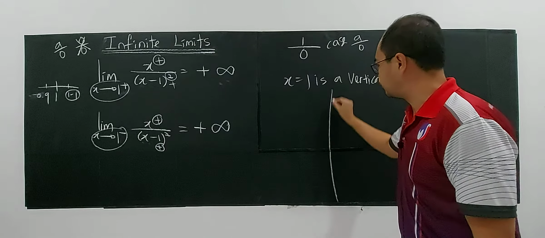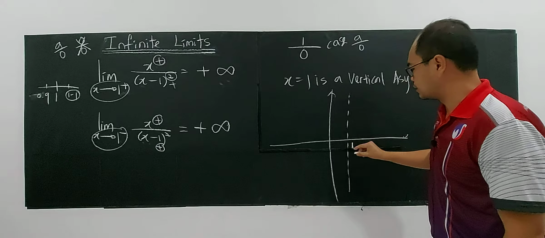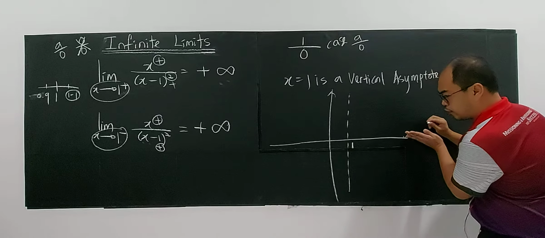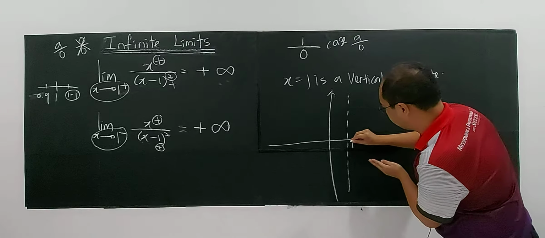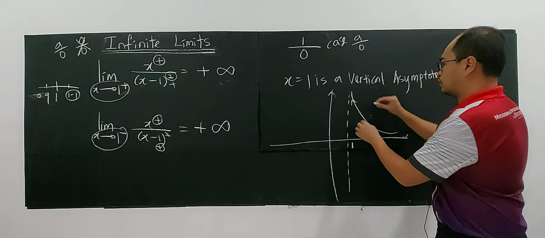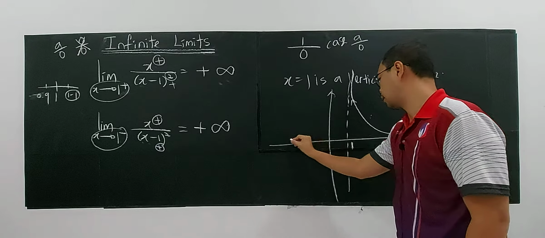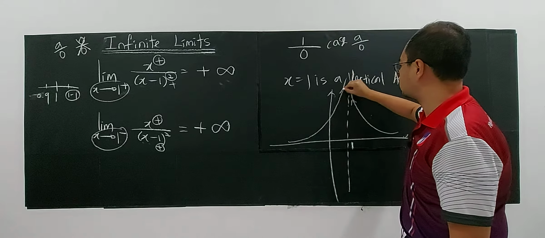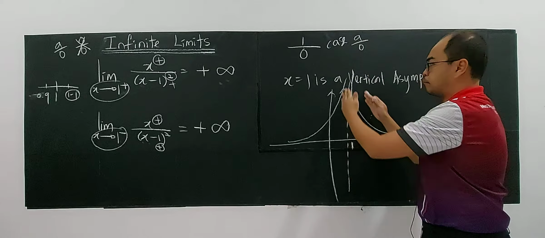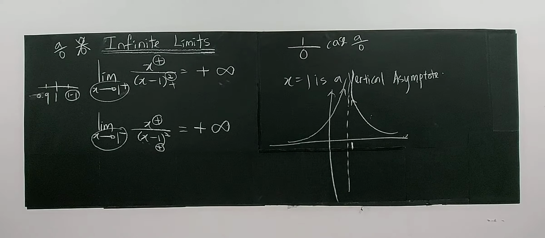Okay, if you're drawing the graph, you will have x equals 1 as an asymptote. But this time, from the right, it's going to positive infinity. And from the left of 1 approaching, it will also go to positive infinity. That means the graph will be approaching this line at positive infinity. Alright, so x equals 1 is a vertical asymptote.